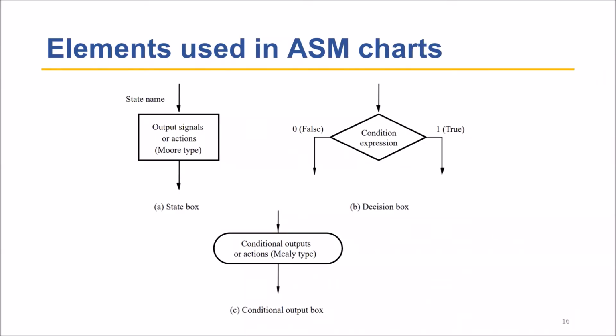Now, let's see how we can design the ASM chart. Any ASM chart has 3 main elements: a state box, a decision box, and a conditional output box. A state box is used in a Moore machine and shows the output signal or the action. A conditional output box is used in a Mealy machine and it shows the conditional output or an action.